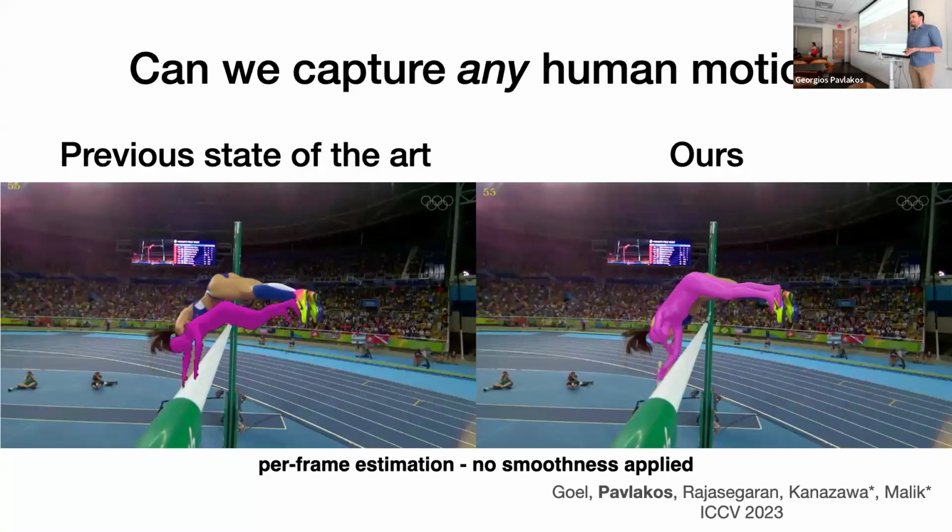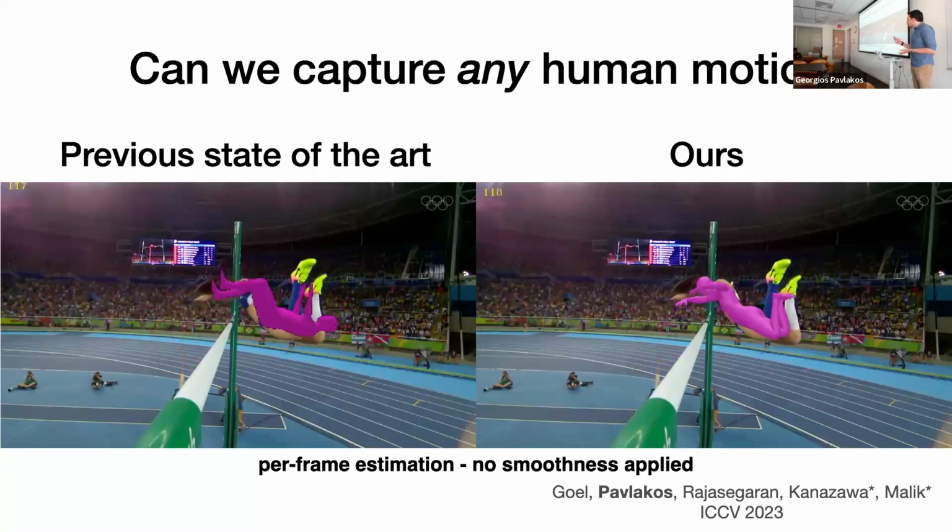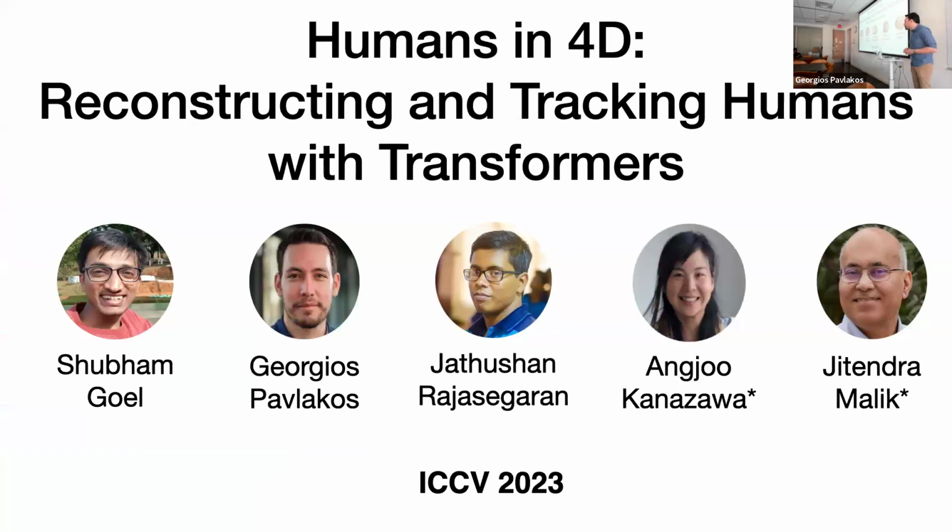So how do we achieve that? This is part of our recent work that we presented at ICCV last year. It's called Humans in 4D, or 4D Humans. And I will describe what we did for this work, and I will also try to give some context of how we got there, or how our approach developed over time for the last few years.